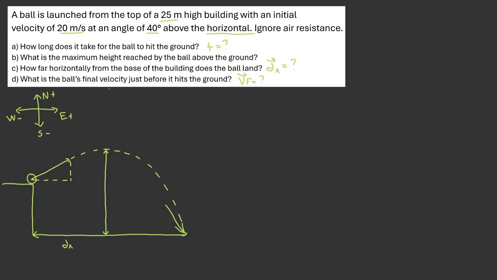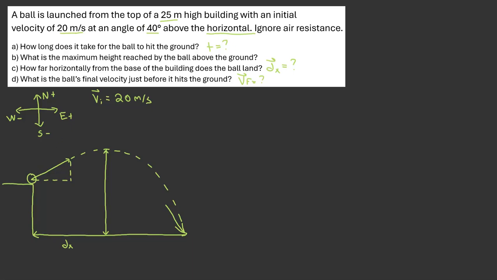So we're given some information. Let's write down what we know. As always, let's also make sure that we draw out our compass to state our positive and negative directions. In this case, I've stated that north and east are my positive directions and west and south are my negative directions. So I'm told that we have an initial velocity, so our VI is equal to 20 meters per second, and that's going to be 40 degrees above the horizontal.